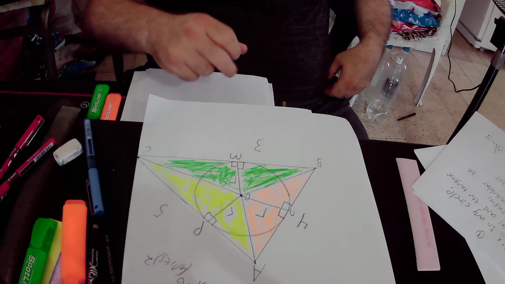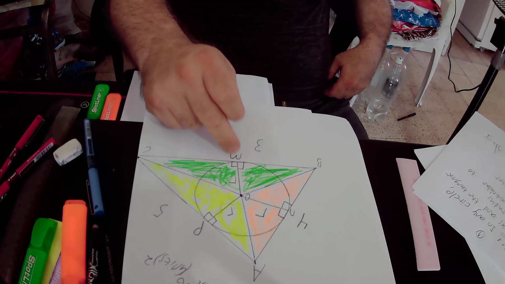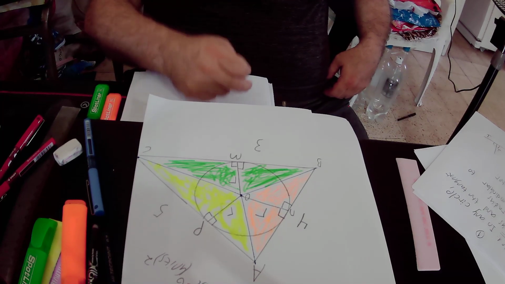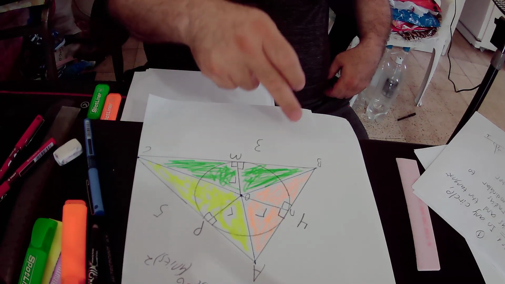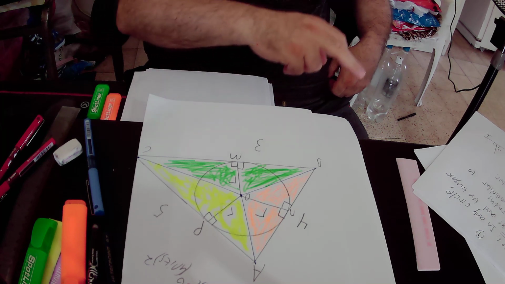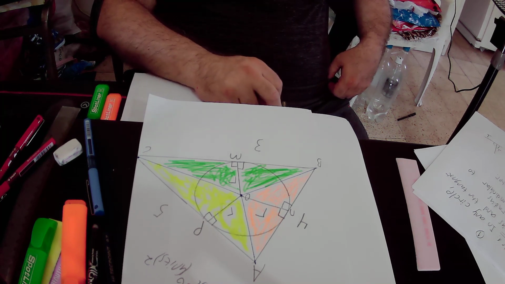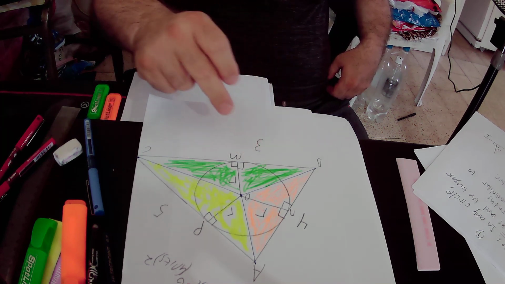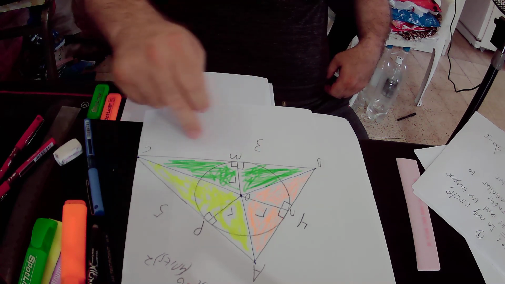And then we have also radius OM, and we have a tangent to that radius, that is side BC of the triangle. For that reason, according to rule number 1, angle OMB equals 90 degrees, and also angle OMC equals 90 degrees.